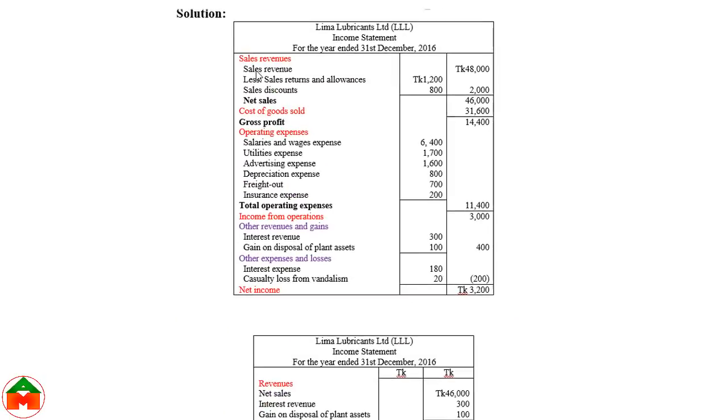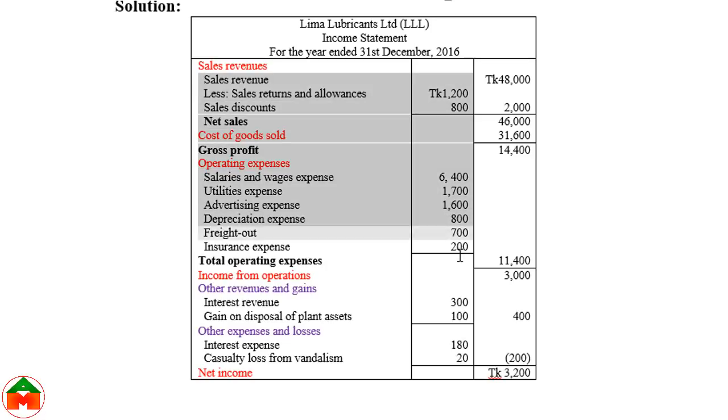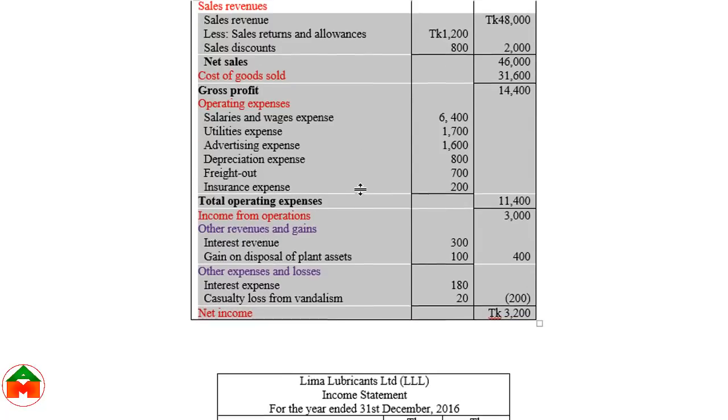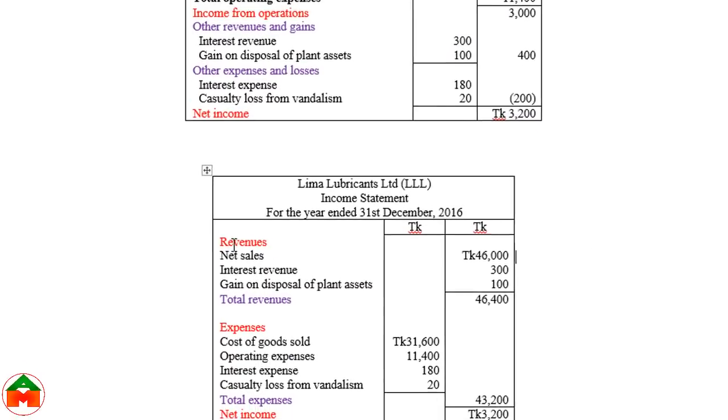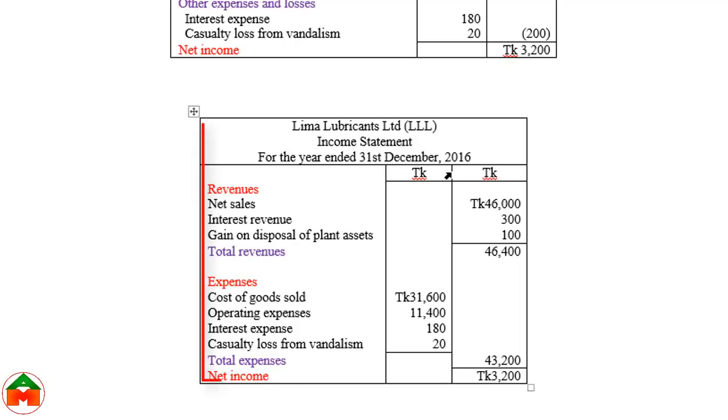Dear audience, this is the format of a multiple step income statement. So we have prepared this with the help of a multiple step income statement. If we prepare this income statement as a single step income statement, it will be in this format. Here we can see an income statement prepared on the basis of the single step format. In this single step income statement, in the first stage we will show all the revenues, and in the second step we will deduct all the expenses.